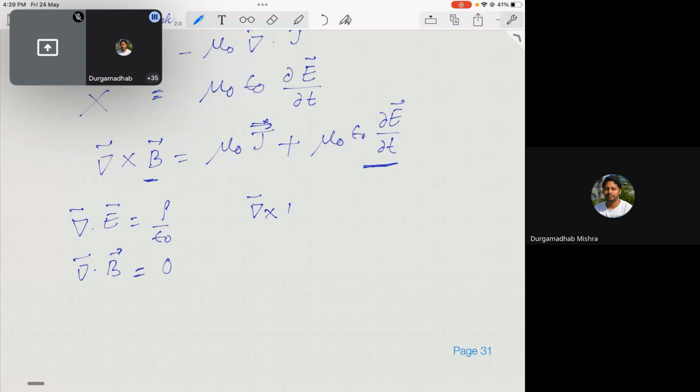And then we said the curl of E is minus del B by del T, and curl of B is equal to mu naught J plus mu naught epsilon naught del E by del T. This is how Maxwell's equations get completed. And when you look at these equations, these are not obtained under certain assumptions. These are all known as the fundamental laws of nature.